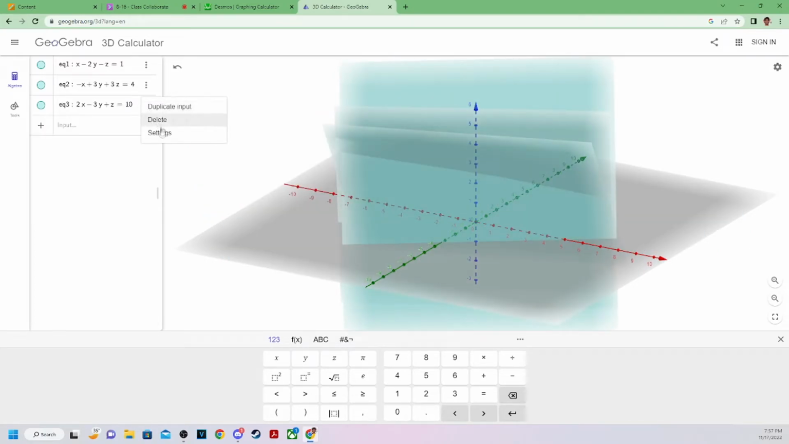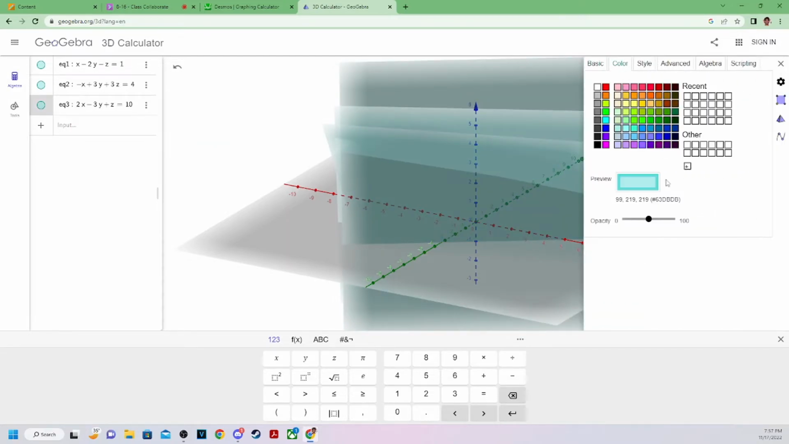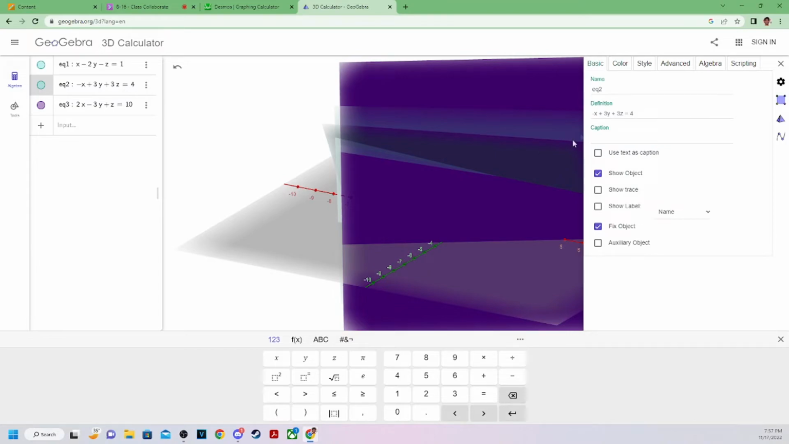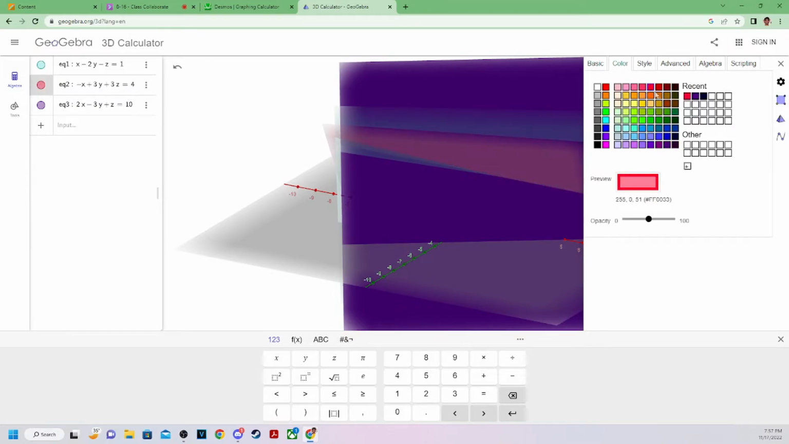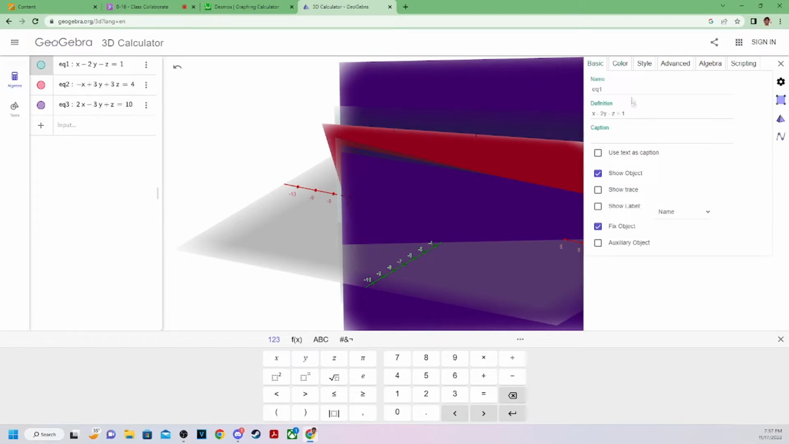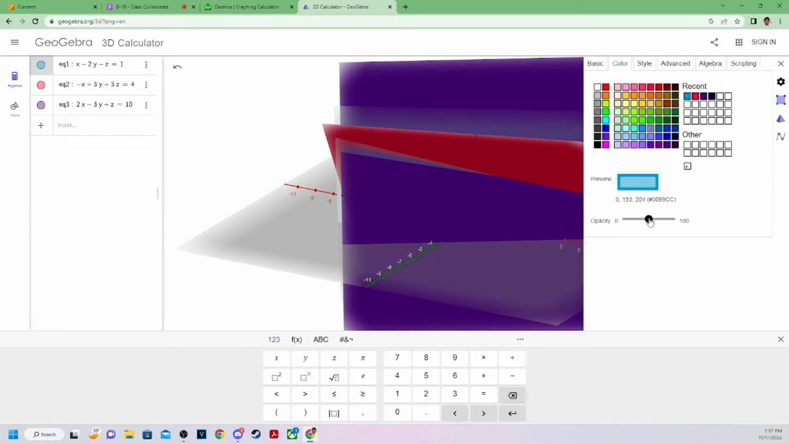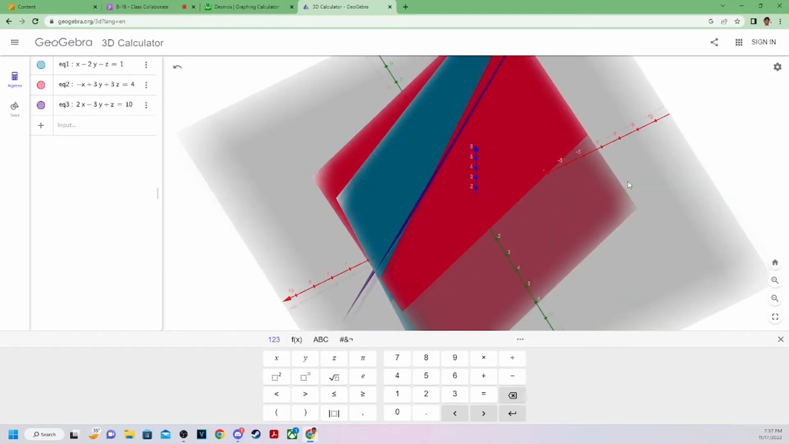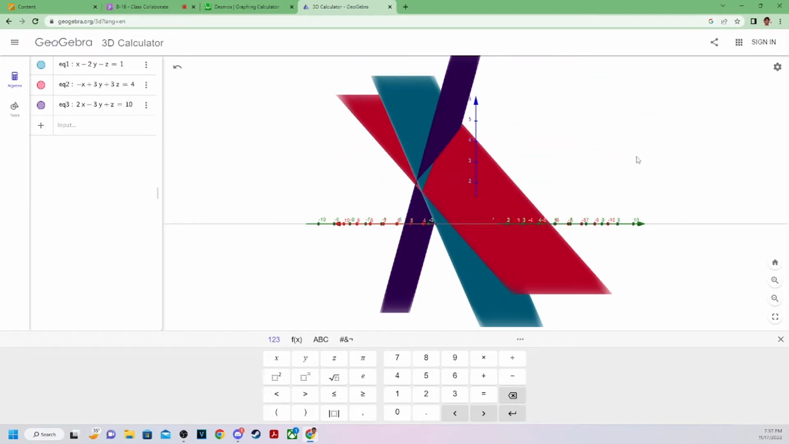Now let me change the opacity and the color. Let's do purple. Boom. And then in these settings right here, I want to change this color to red, opacity all the way to max. The settings, let's do this blue, opacity all the way to the max. All right, and then I can close this out now. These are our planes that are intersecting.